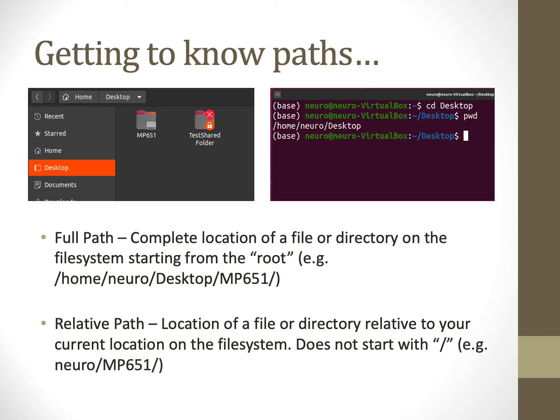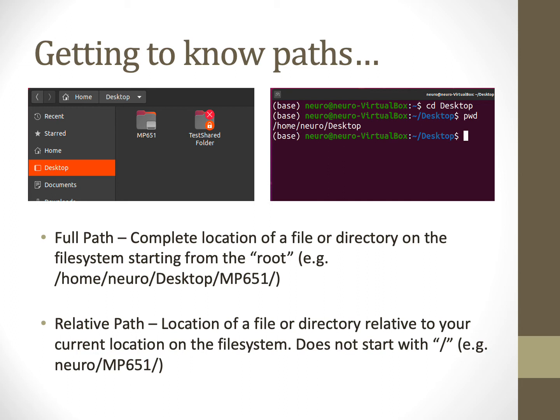You were also introduced to the important concept of a path, which corresponds to a specific location on the file system. It is critical to specify the correct path to a file or directory when running various commands. This ensures that the terminal can properly locate a file that you are trying to access, but also that the proper outputs get produced. When we think of paths, we can think of them as being either a full path or a relative path. A full path corresponds to the complete location of a file or directory on the file system, starting from the root.